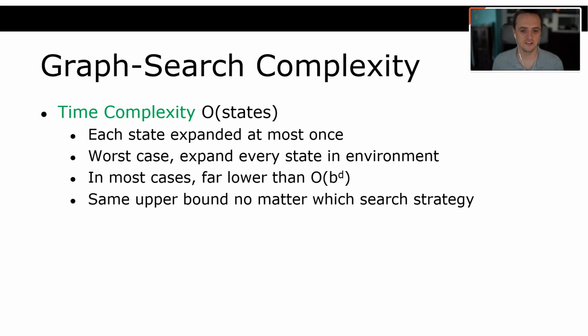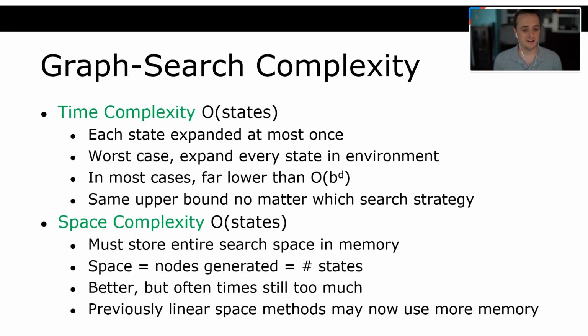Which in most cases is far fewer than b to the d. The space complexity is also far better, right? It has to store all the states in memory in the worst case. But the number of states is far fewer than b to the d, and so it's way better than breadth first search, but it's not better than depth first search.